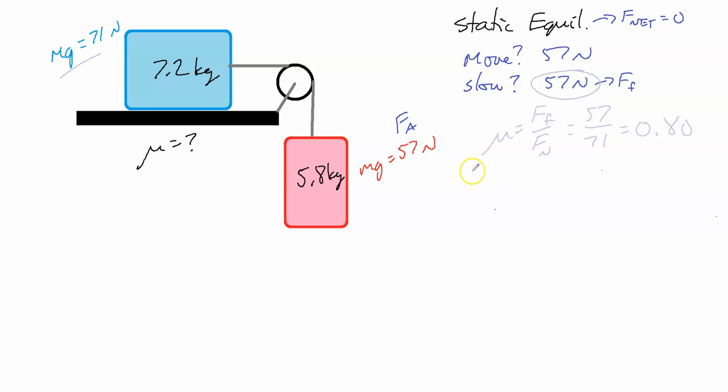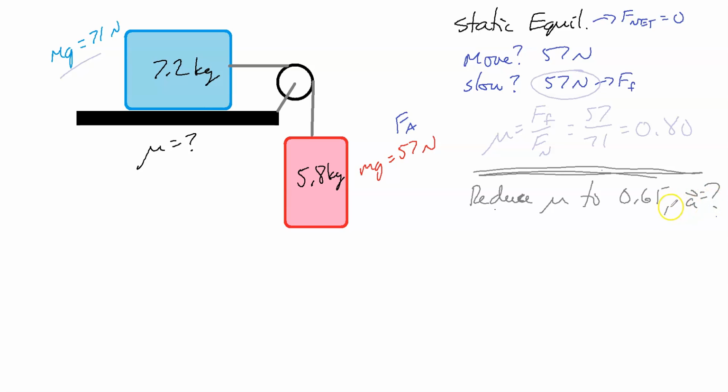All right, so let's modify this again so we can do some more stuff. Let's take that coefficient of friction and reduce it. We'll reduce the coefficient of friction to 0.65. So now what would the acceleration be? Okay, so I know it's going to move. So I'm going to ask myself the same questions I typically do. How much is trying to move it? Well, for me, that's still that 57 newtons. That hasn't changed at all.